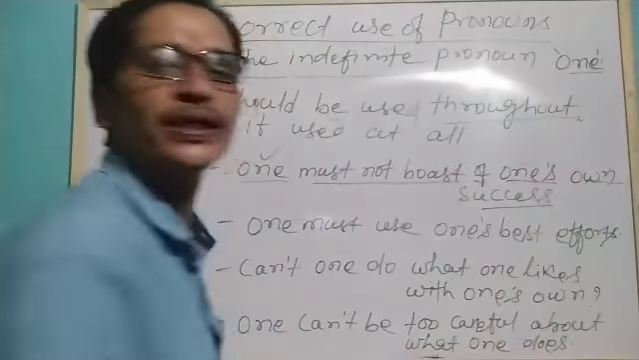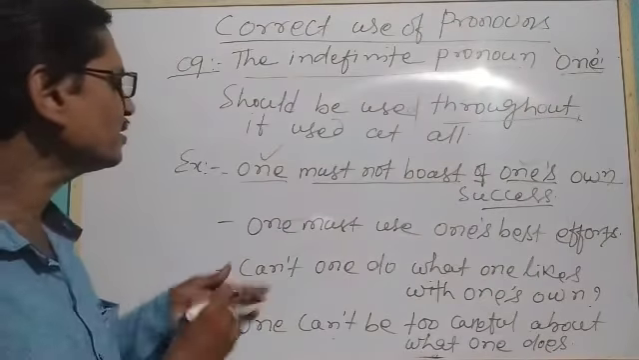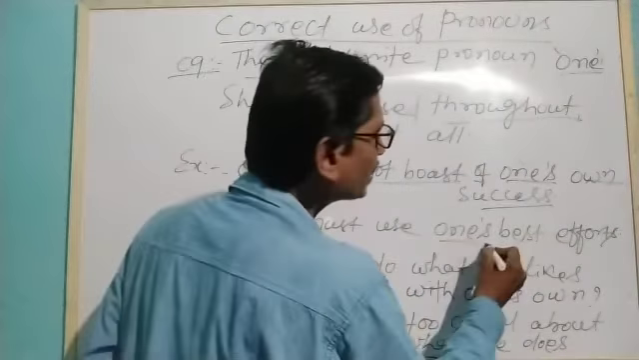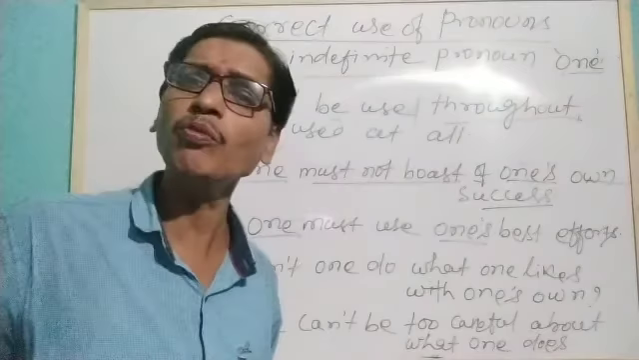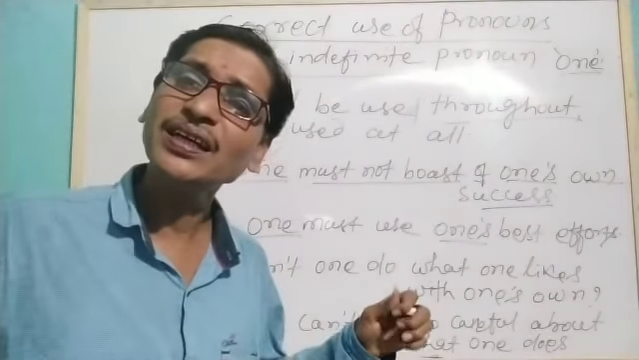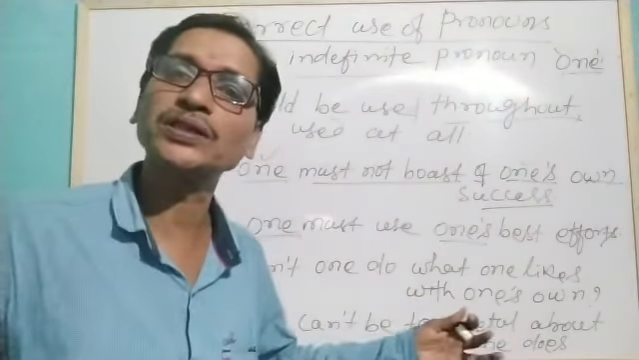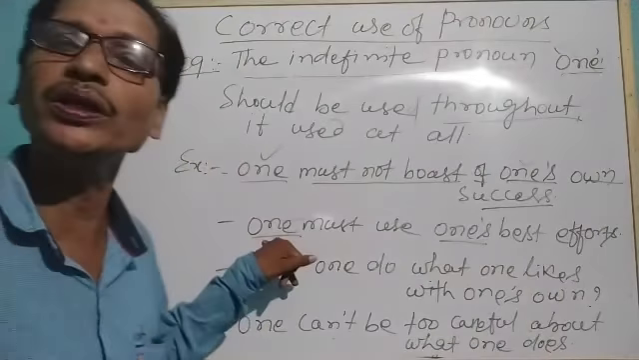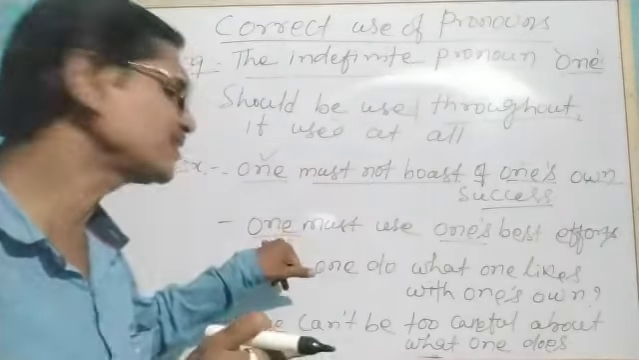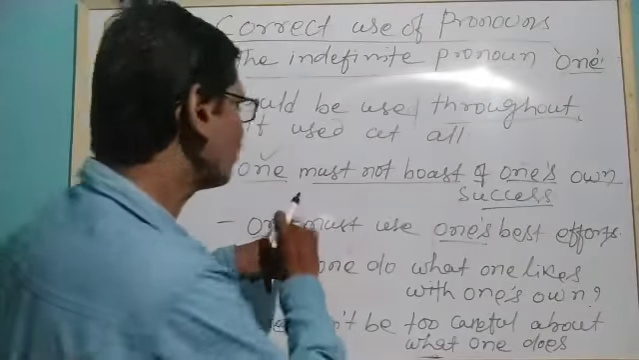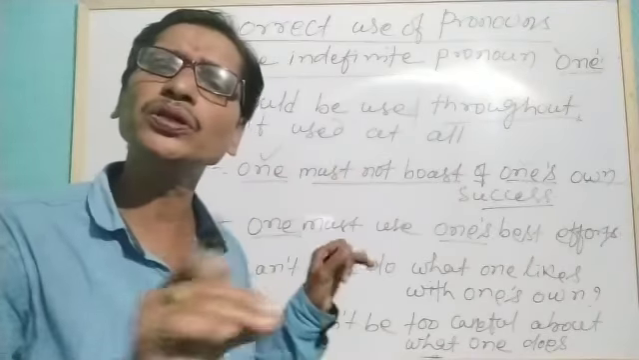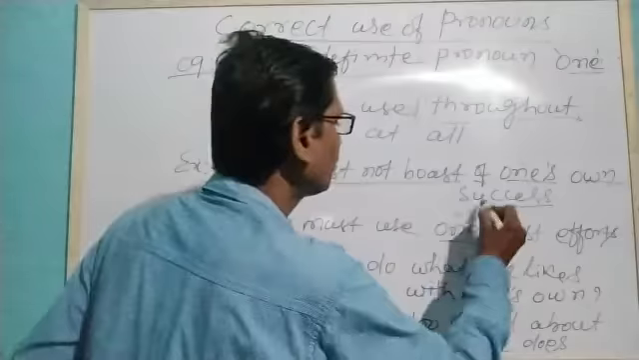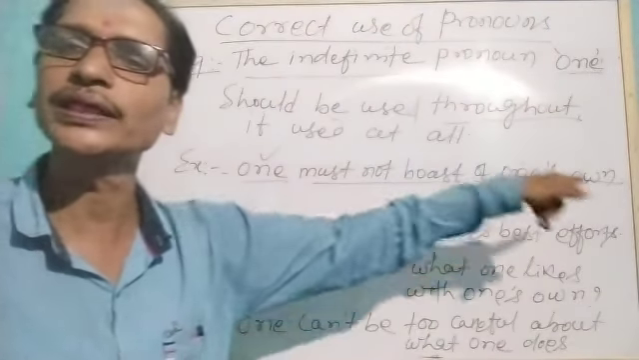So here also we used one. Next is, one must use one's best effort. That means someone must use his best efforts. But we did not use someone, we have used only one. Since it is an indefinite pronoun, wherever it is necessary, we have to use one or one's if it is a possessive case. So we have used it here as well throughout the text.